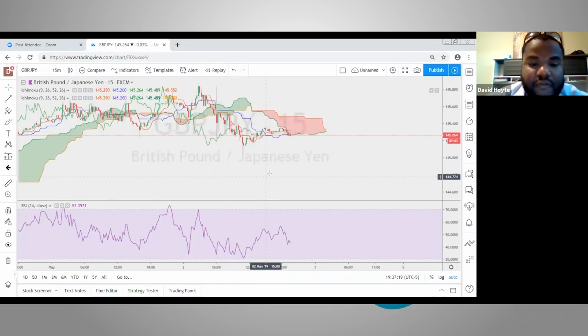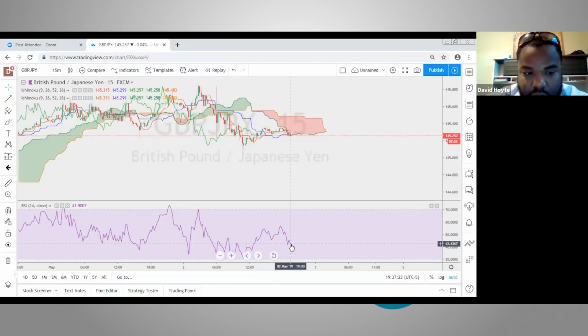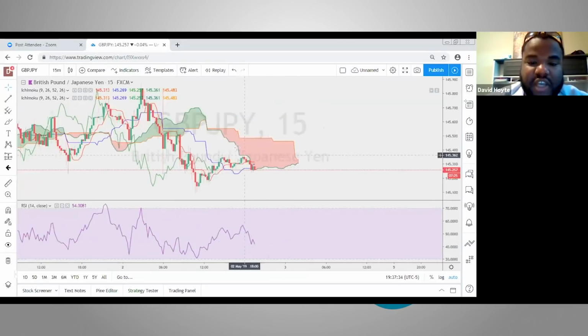The third thing I look for is my RSI. Right now, the RSI is at what, 41, 42? So it's kind of in the middle, closer to being oversold. So that's my third indicator I look for. My fourth and final indicator is these dips in the cloud. I look for my dips.